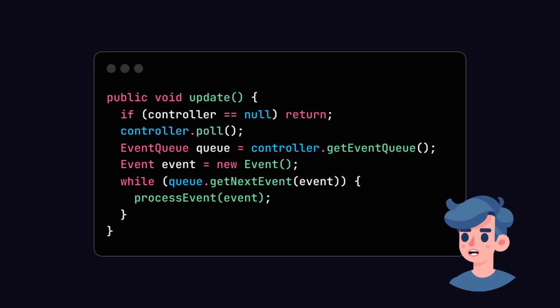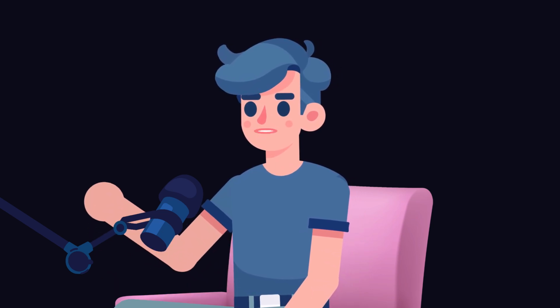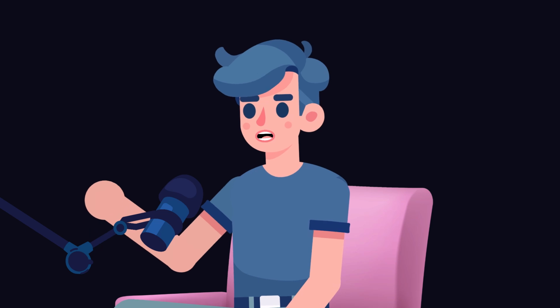Now, let's implement an update method in the Gamepad Manager class. This method will check the state of the gamepad and listen for events such as button presses or joystick movements. In this update method, we first ensure that the controller is not null. We then poll the controller for new input events and handle each event with a process event method, which we will implement next. This structure is essential as it allows us to react to user inputs in real time.